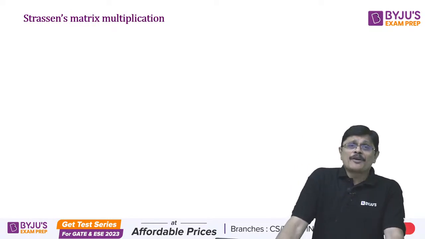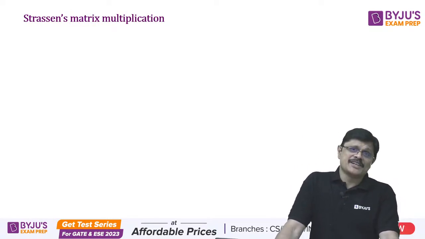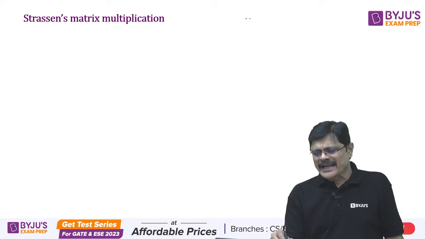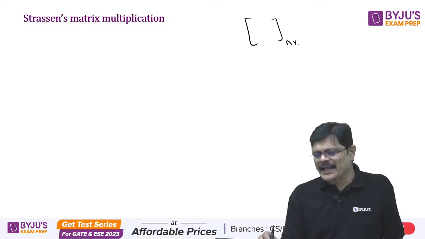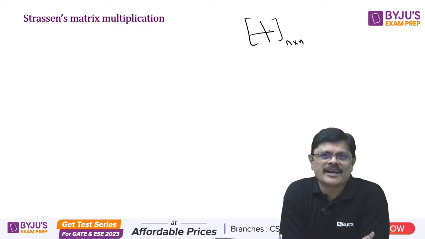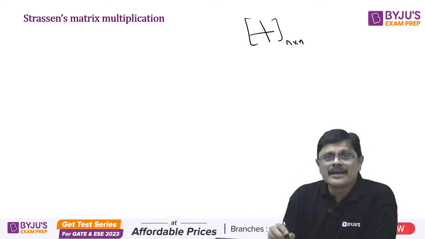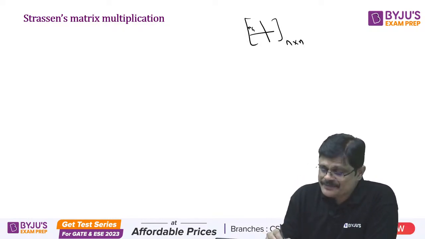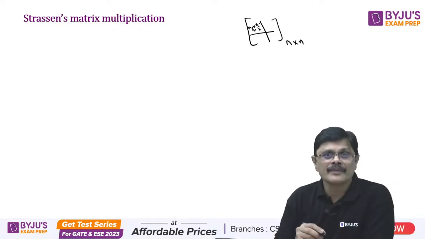There is one problem called Strassen's matrix multiplication. The idea of Strassen's matrix multiplication is that if you have an n by n matrix, it is actually multiplied using block matrices, my dear friends. So you divide it into n by 2 by n by 2 matrices. Am I clear?